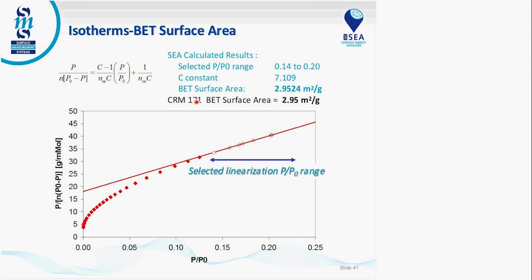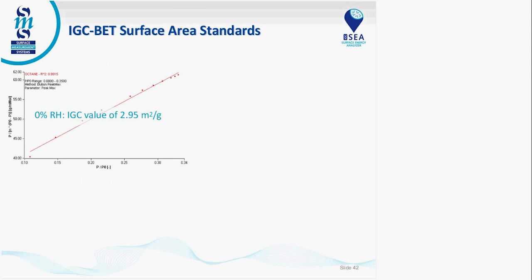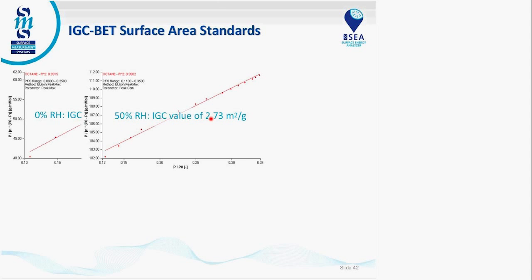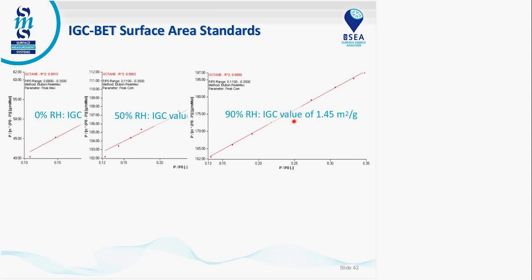Here is a certified reference material of 2.95 meters squared per gram. It's an alumina sample. By inverse GC, we get 2.95 meters squared per gram. One novel application that is not easy to do by nitrogen is running experiments as a function of background relative humidity. Here we see at 0% RH, we get 2.95 meters squared per gram. At 50% RH, we get 2.73, slightly lower. At 90% RH, we get 1.45 meters squared per gram.